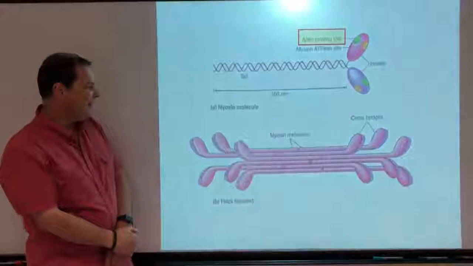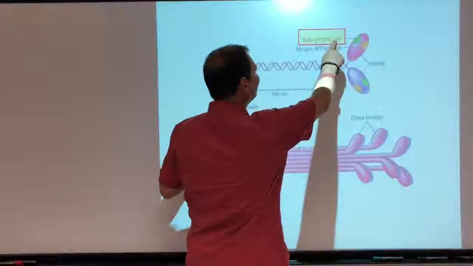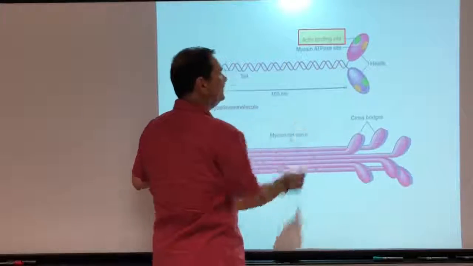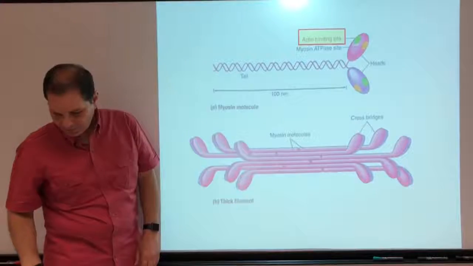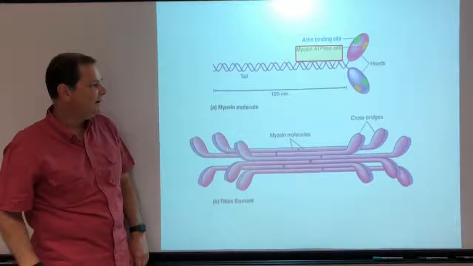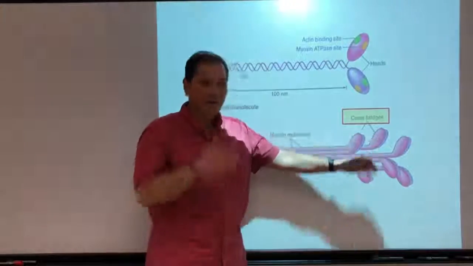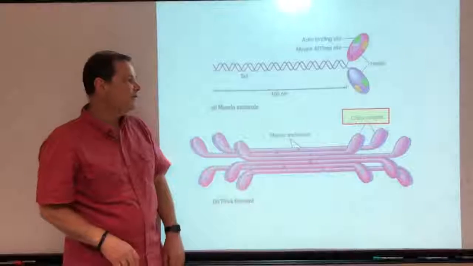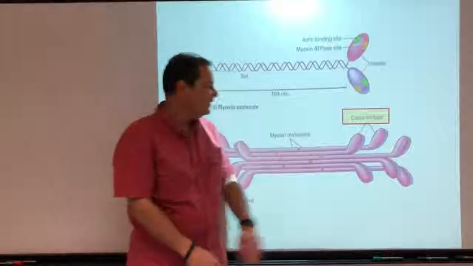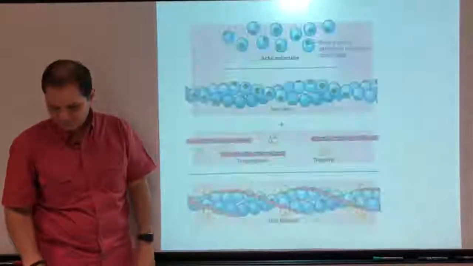Each of these myosin molecules, particularly the myosin heads, has an actin binding site and a myosin ATPase binding site. And we will talk about how those interact to cause contraction in a moment. And the myosin heads stick out and form cross bridges with the actin when the muscle is contracting. So we can call them myosin heads or cross bridges. Okay.